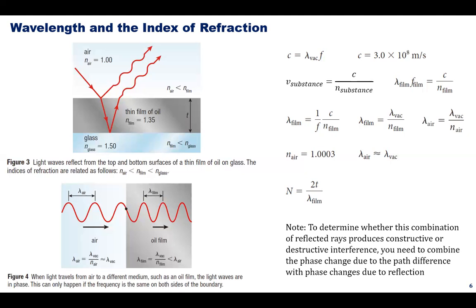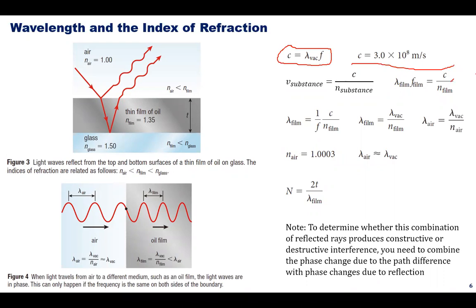The frequency, denoted by f, and wavelength, denoted by lambda_vac, of a light wave in a vacuum are related by this formula. The speed of light in vacuum, usually denoted by c, equals lambda_vac times f, where c is a constant, about 3.0 times 10 to the power of 8 meters per second. Here's the speed of light in vacuum.